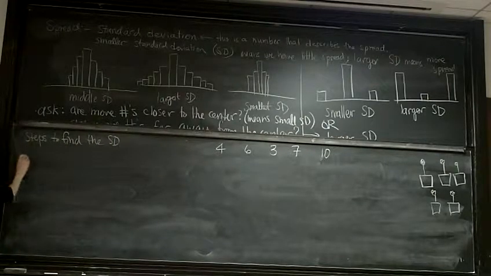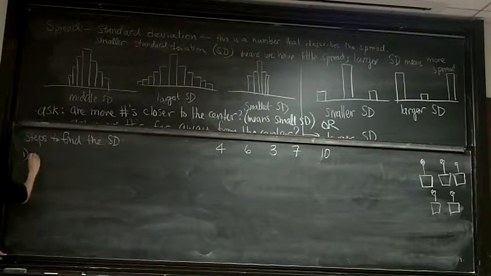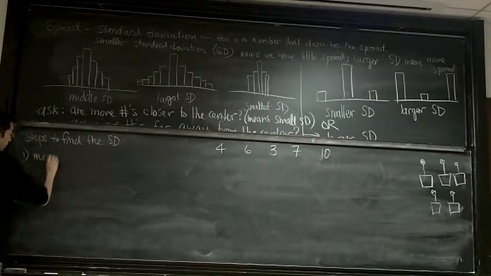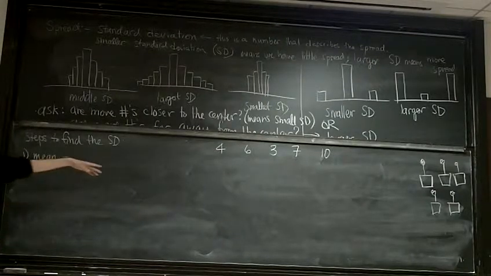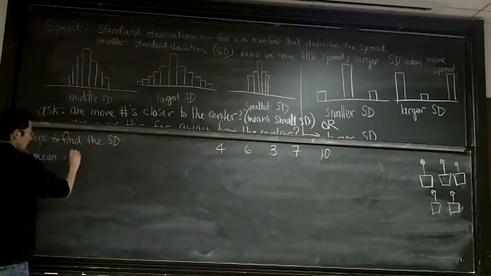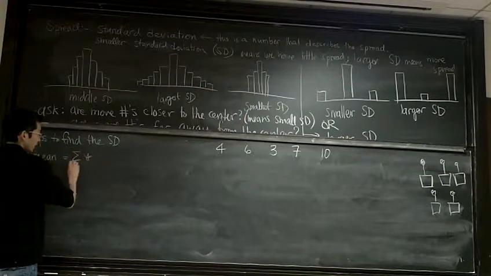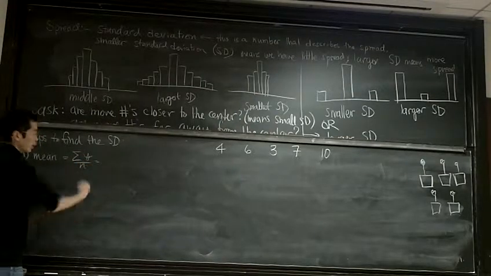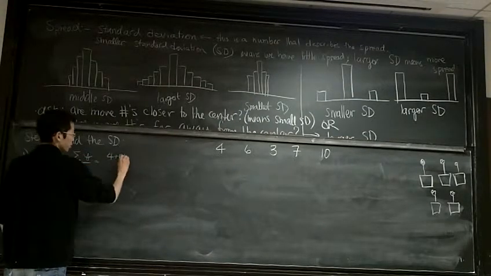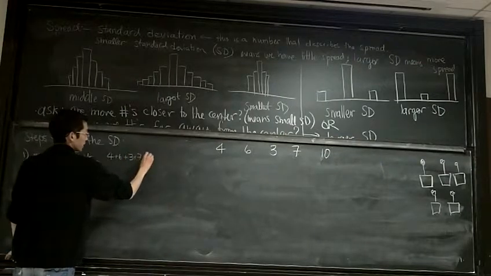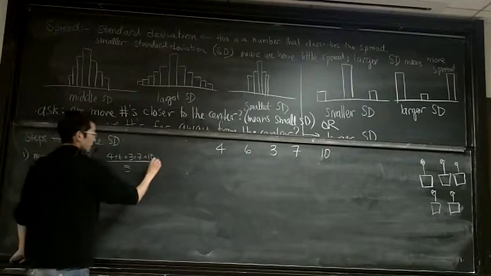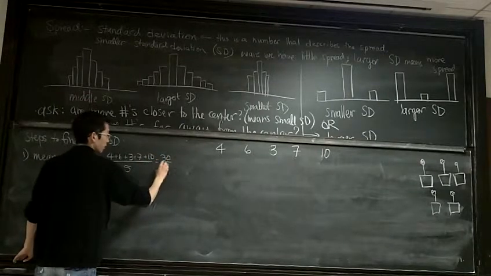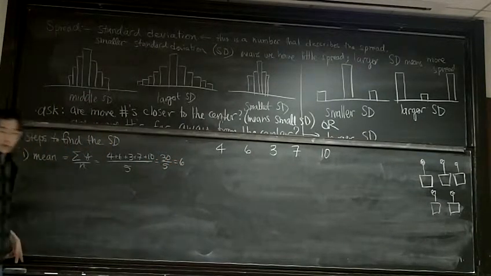So the very first step is to find the mean, okay? Calculate the mean. Alright, so in this case, what is my mean? I have to do the sum of all of my different values, divide by how many I have. So I do 4 plus 6 plus 3 plus 7 plus 10 divided by 5 numbers. I get 30 divided by 5. My mean is equal to 6.